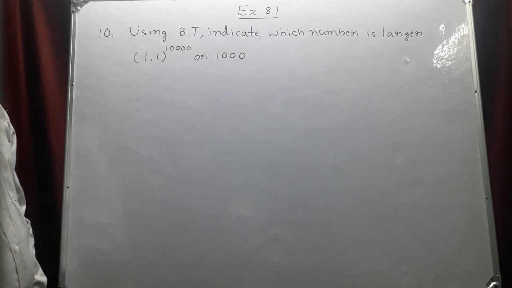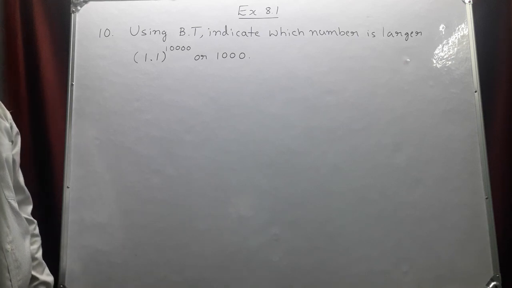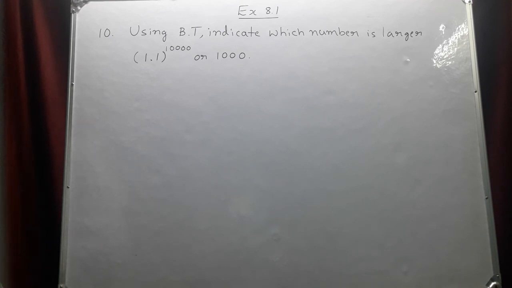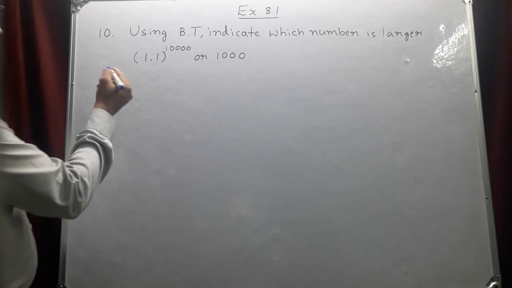In this class, let us solve remaining problems of exercise 8.1. Question number 10. Using binomial theorem, indicate which number is larger, 1.1 power 10,000 or 1000. Solution.